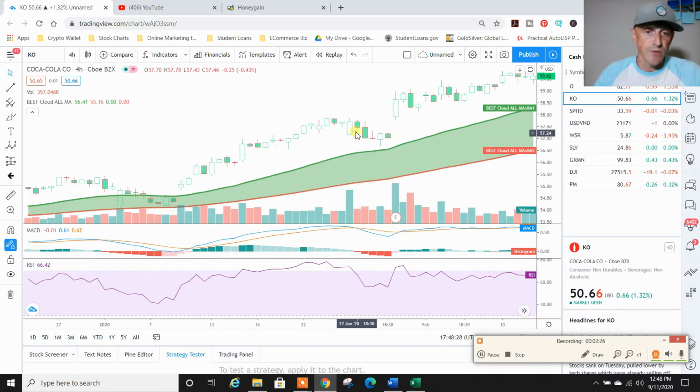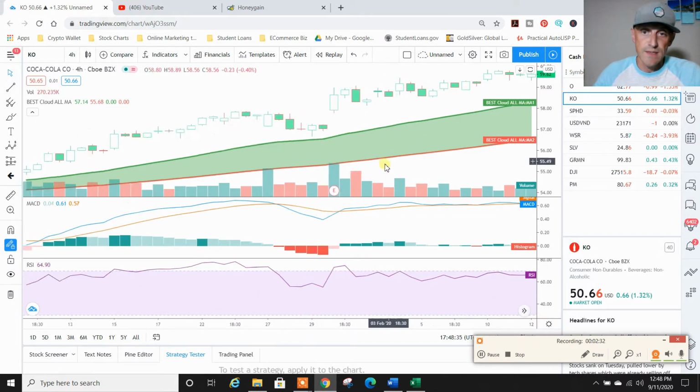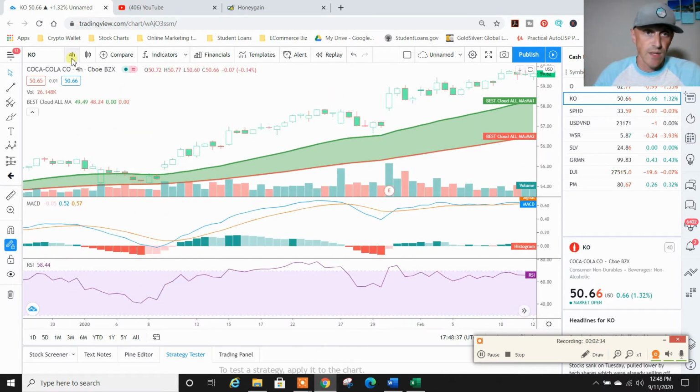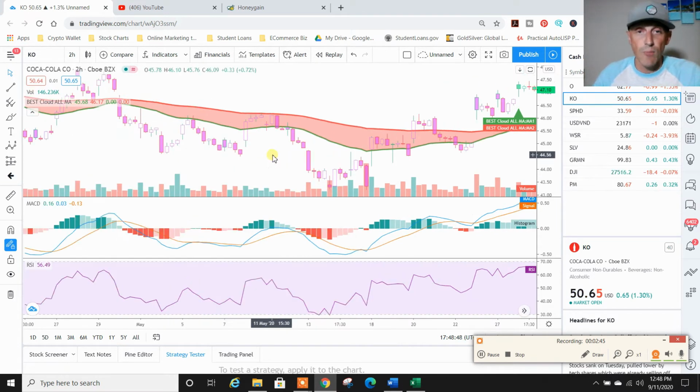Now what day traders will do a lot of times, they zoom in on these shorter time frames like this. Sometimes they'll go down to the hourly chart or the 2 hour. So on this one, it's a 2 hour chart. We're focusing on every candle, which represents 2 hours. Now, what's the problem with this?